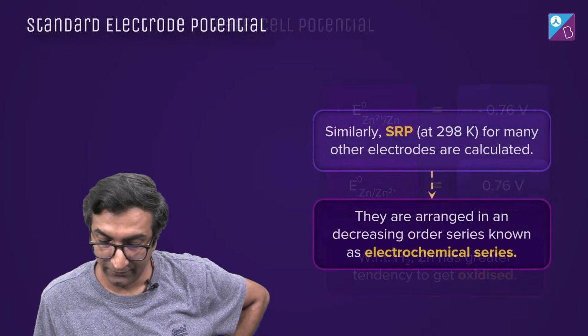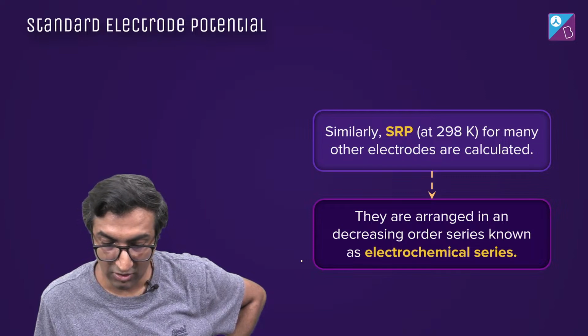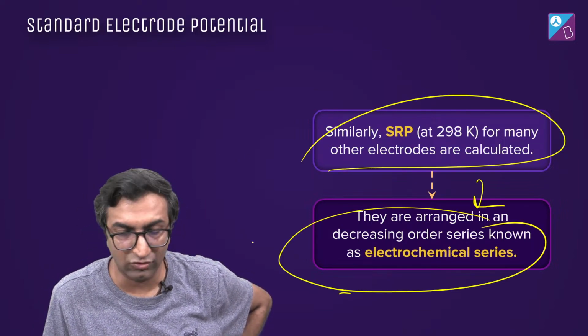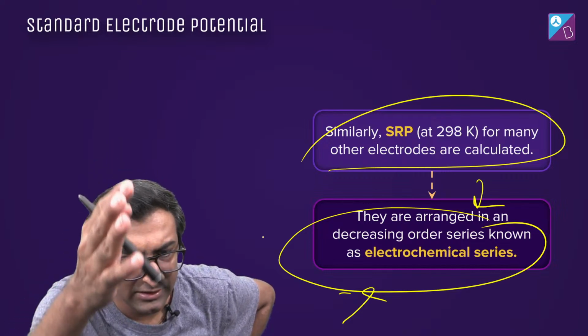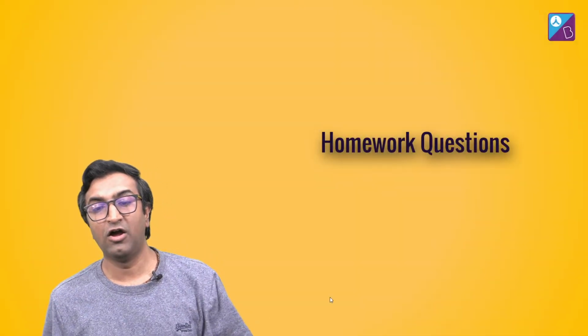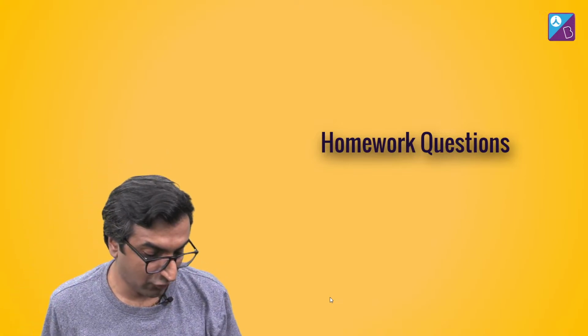Okay. Similarly, ये हम लोग रिडक्शन पोटेंशियल भी कर सकते हैं. And we arrange them in a series, इलेक्ट्रोकेमिकल सीरीज को बोलते हैं, जिसके बारे में here I was talking. That we'll talk about in the next session. ठीक है, alright, that was all that I had planned for you today.